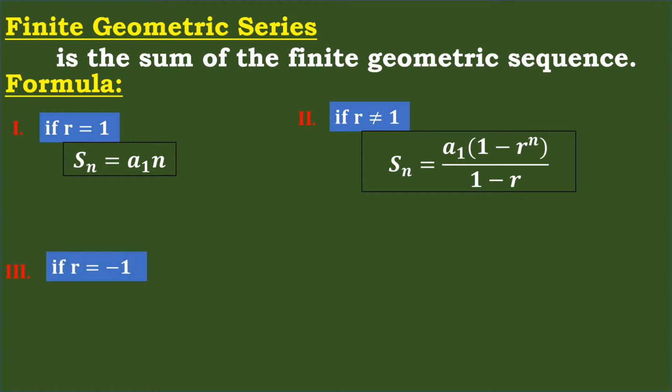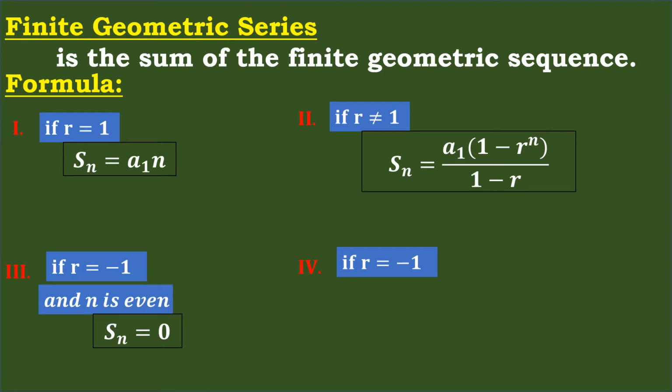The third condition: if r is equal to negative 1 and n is even, the sum of the geometric sequence is always equal to 0. Ipapaliwanag ko yan mamaya. Now, if r is equal to negative 1, but the number of terms is an odd number, kung ano yung first term ng geometric sequence, yun yung sum niya.